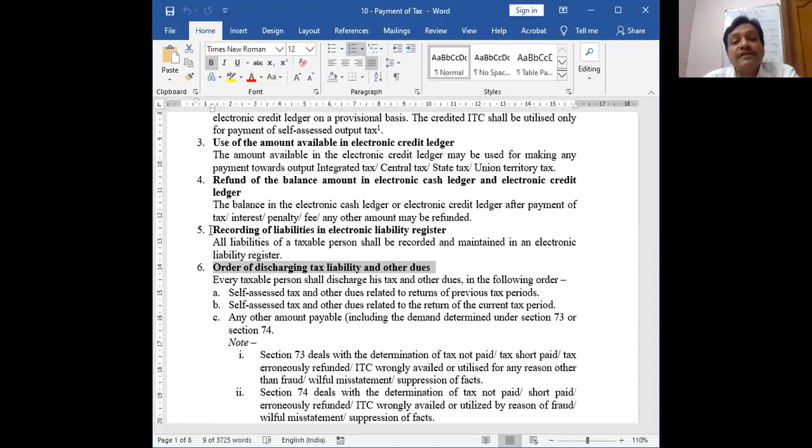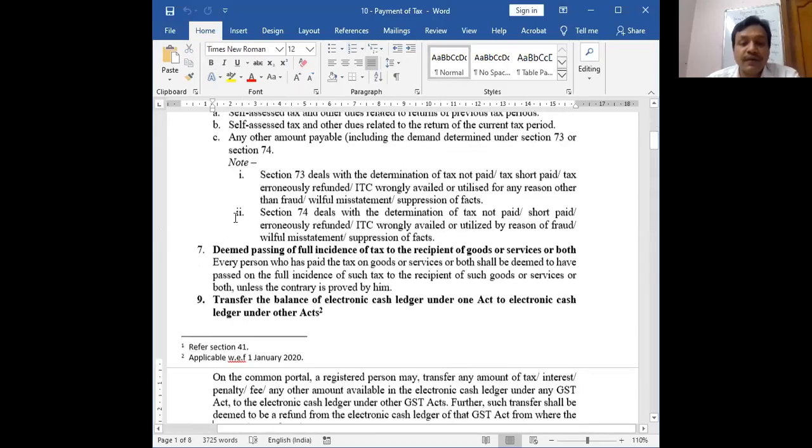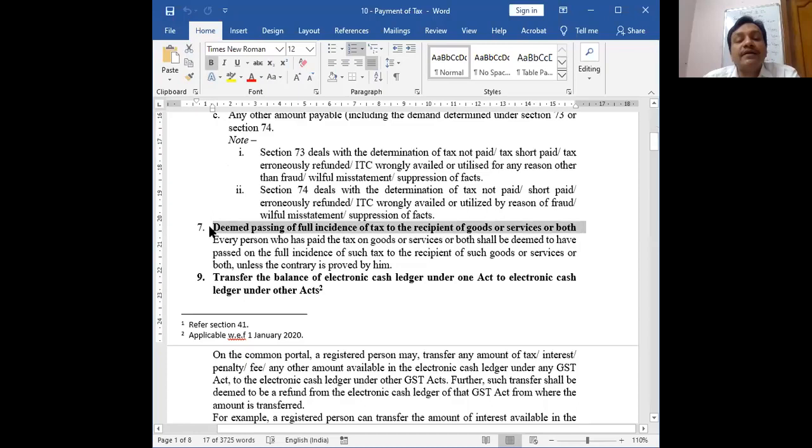First, self-assessed GST and other dues of previous year periods. Second, self-assessed GST and other dues of current year period. And third, amount which is determined by the department under section 73 and 74. By default, it is assumed that the entire incidence of tax which the supplier has paid when he or she has purchased the goods is forwarded by that supplier to the next recipient of goods or services or both. That's it.